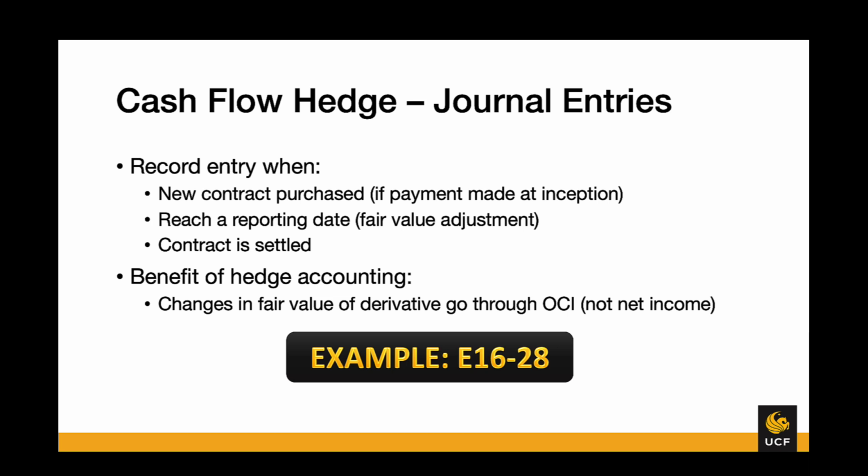So in this case, the benefit of hedge accounting is going to be that when we do that fair value adjustment to our derivative, the changes in the fair value are going to go through other comprehensive income instead of income. So basically what happens is that fair value adjustment is going to get shuffled off to equity and it's going to hang out over there until such time as we actually realize our gain or loss. Then it's going to come back over onto our income statement. So again, let's go ahead and take a look at our next example.